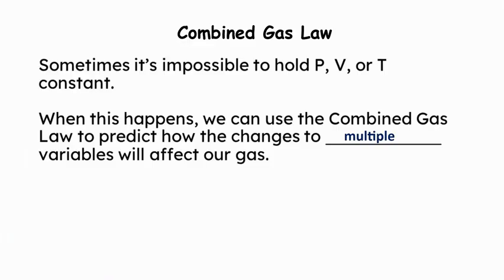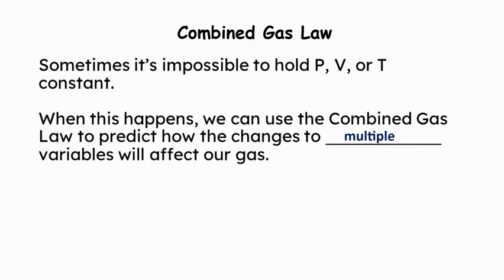Some important things to keep in mind: if a problem says something is held constant, that variable will not be needed in the problem. So for example, if it says pressure is held constant, you're just going to deal with volume and temperature, thus resulting in Charles's gas law.